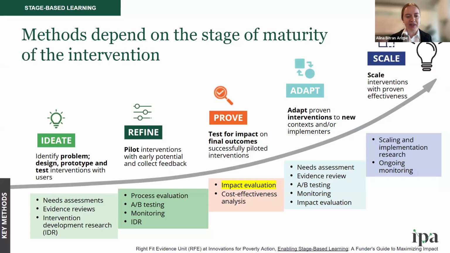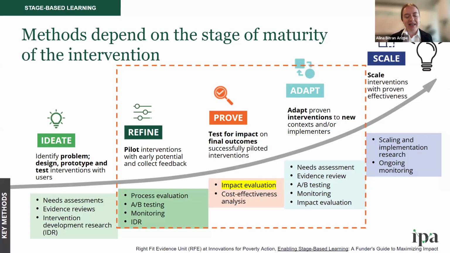Again, we want to include this slide because we want to be talking about where HTRI fits specifically within this stage. If we go to the next slide, we can see that HTRI is going to be more specifically interested in refining, proving, and adapting. Especially during the proof stage, we're interested in impact evaluations, so quasi-experimental studies and randomized controlled trials that can generate this rigorous evidence.